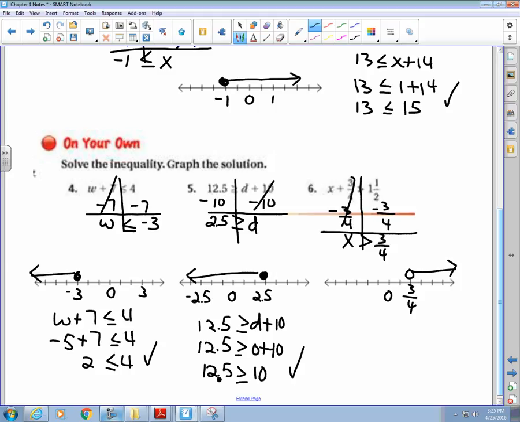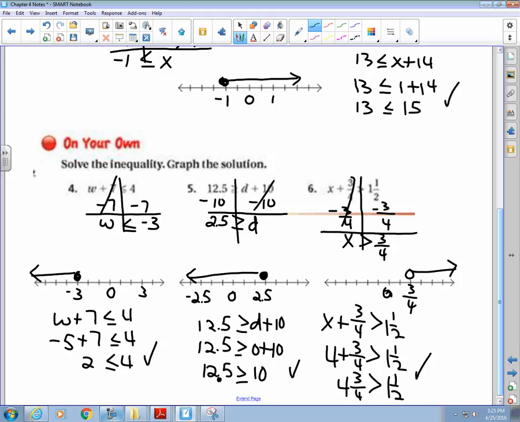Now let's check this to make sure that it works. I'll take any number to the right of 3/4. So I'm going to take the number 4. Let's plug that in. You know what? Let's rewrite the inequality first. Sorry, I didn't mean to get rid of my 0 there. So let's have x plus 3/4 greater than 1.5. And I'm going to take 4 and put it in, because 4 is to the right of 3/4. 4 plus 3/4 is greater than 1 1/2. Add 4 plus 3/4, I get 4 3/4 is greater than 1 1/2. So we check that off and we're good.